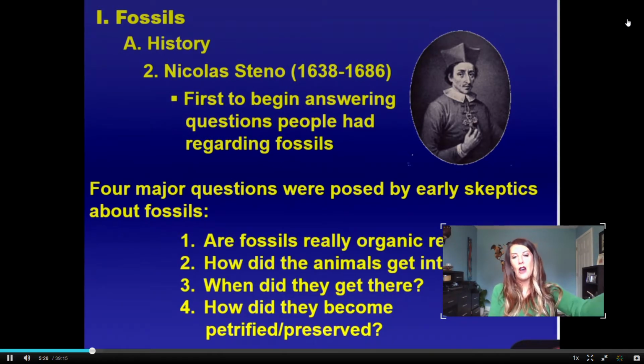So essentially, how did the animals get into the rocks in the first place? The third question is, when did they get there? And so Nicholas Steno is standing in a ditch, and he's recognizing that there's no ocean environment, and this appears to be a remnant of something that looks like a shark. So he's asking, when did they get there, and how did the environment change so drastically?